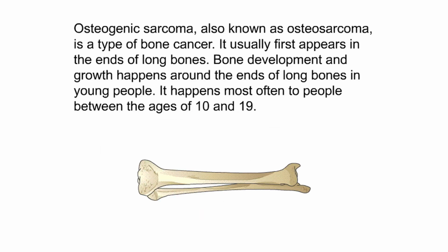Summary. Osteogenic sarcoma, also known as osteosarcoma, is a type of bone cancer. It usually first appears in the ends of long bones. Bone development and growth happens around the ends of long bones in young people. It happens most often to people between the ages of 10 and 19.